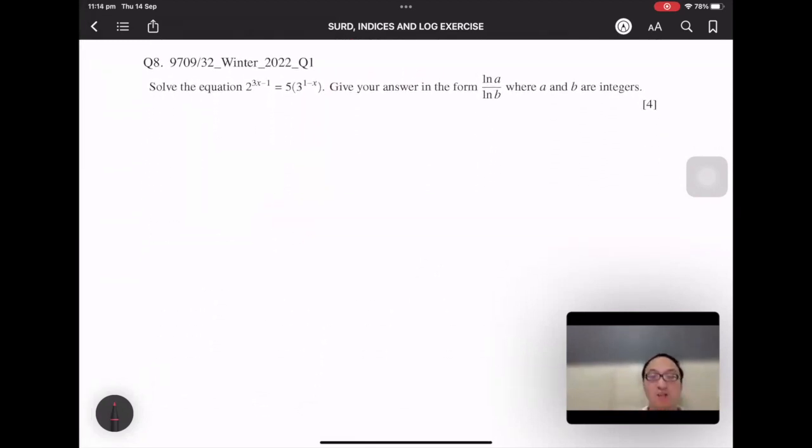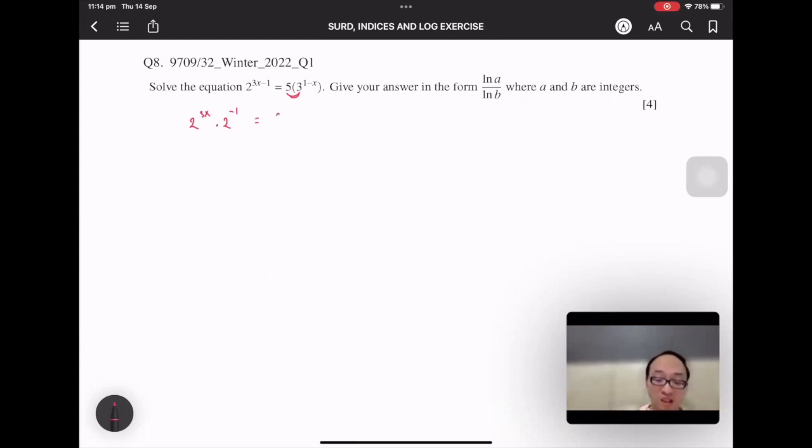8. Solve the equation. Give your answer in the form of ln A over ln B. Okay, so we have to rearrange this. Don't forget, we cannot multiply this here. So it's 2^(3x) times 2^(-1). Yeah, we split the left side.